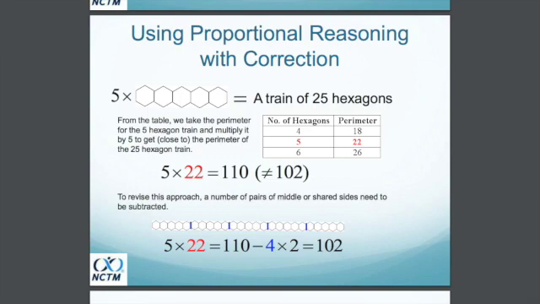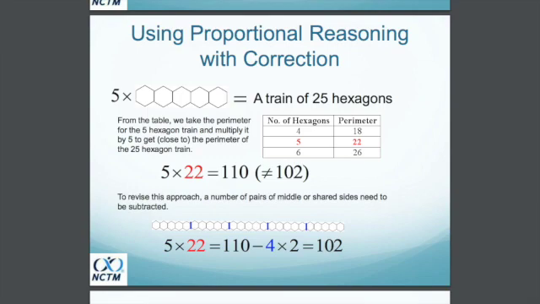5 hexagons. You can count around the perimeter: 1, 2, 3, 4, 5, up to 22. So for 5 hexagons, a perimeter of 22. What about for 25 hexagons? Now, 25 is getting to be a number too high for me to count. I don't want to count the perimeter of 25 hexagons joined together.